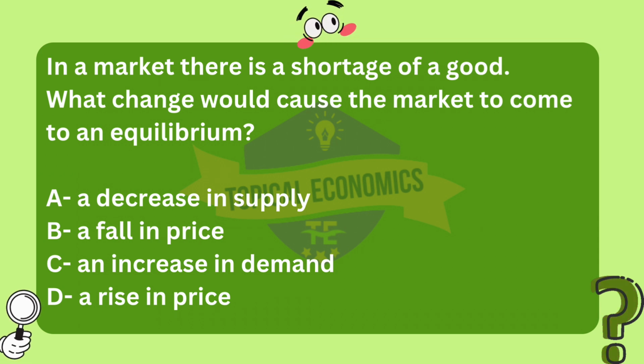Quantity demanded typically decreases, due to the law of demand. As price rises, demand falls. Quantity supplied increases, due to the law of supply. As price rises, producers are willing to supply more. These changes move the market toward equilibrium, where the quantity demanded equals the quantity supplied at the new, higher price.